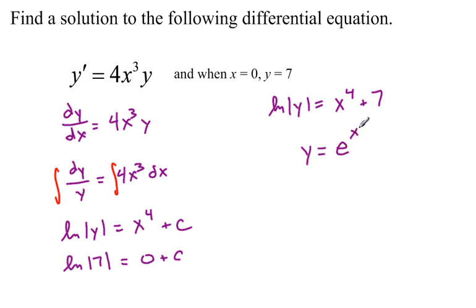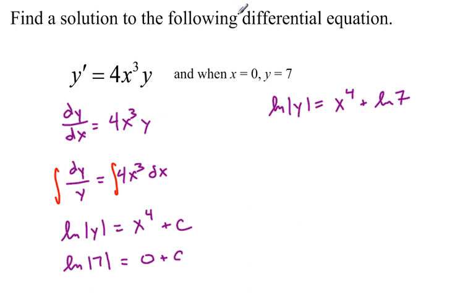So I get this. Oops, I made a mistake here. You guys are probably noticing this. Over here, this should have been plus the natural log of 7. Absolute value of 7 is 7, so I don't need to write the absolute value anymore. So let's see, let me step back. So I fixed that up, and now I'm solving for y.